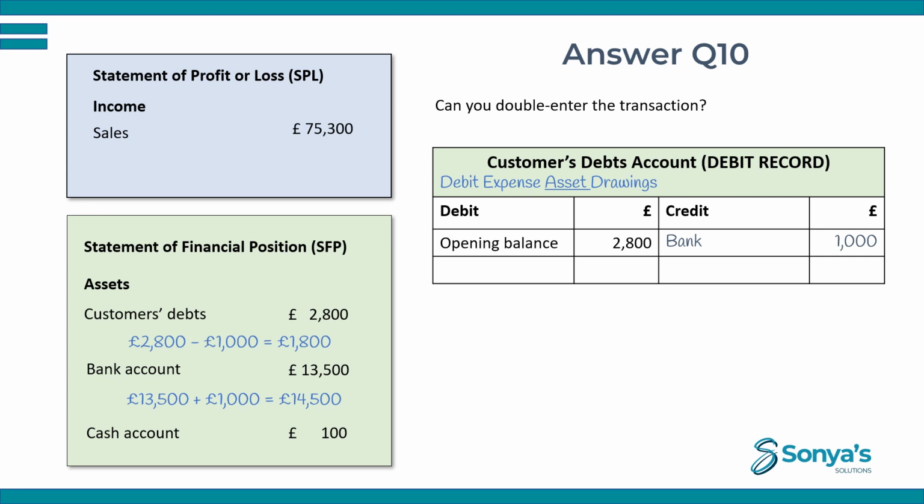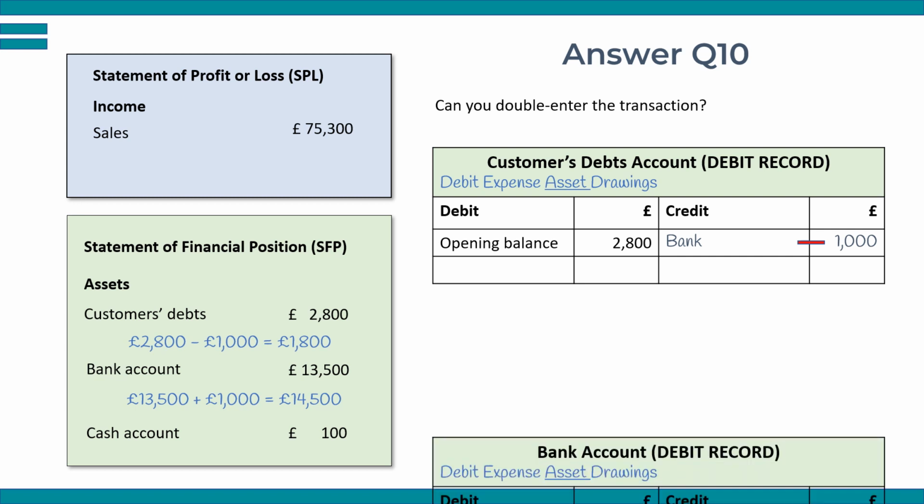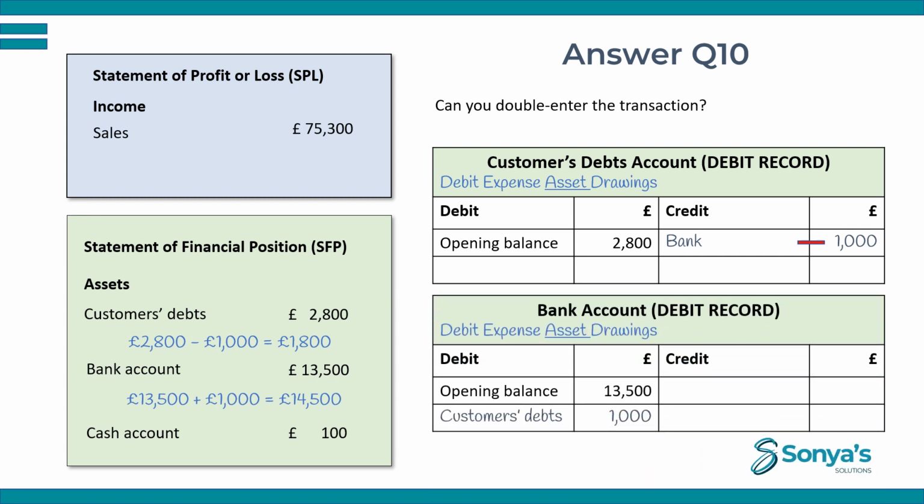We debit asset accounts to increase the account balance, what the customer owes us. We need to reduce it, so we credit it. Let's do a check. The balance on the account can be calculated as £2,800 minus £1,000 equals £1,800. The bank balance needs increasing, so we debit it. The balance is now £14,500.